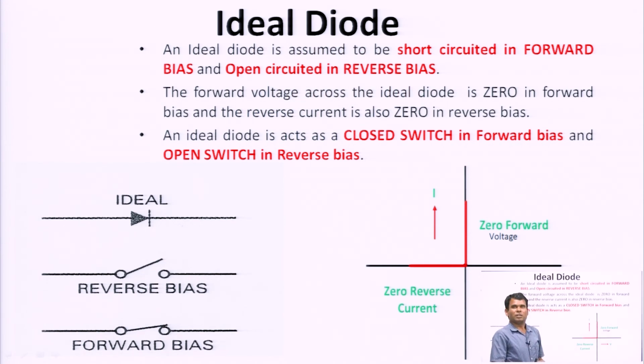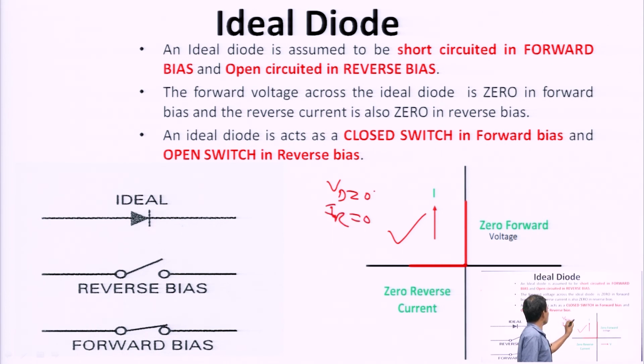Now, the ideal diode and the practical diode. For the ideal diode there are three types of approximations. The ideal diode is the first approximation. If the ideal diode is in forward bias, it is like a short circuit and the voltage drop across the diode is 0. In reverse bias the current is 0. The graph of the ideal diode is this, which means Vd is equal to 0 and the reverse current is equal to 0. This is also called the first approximation.